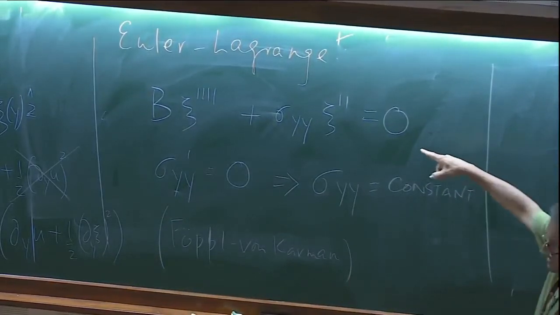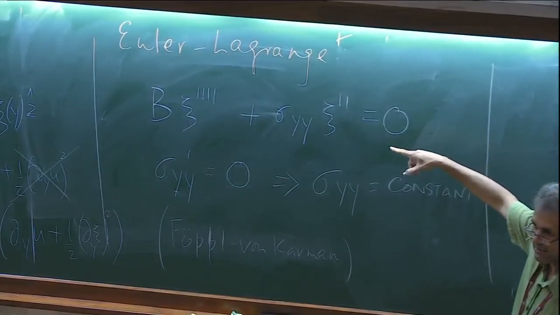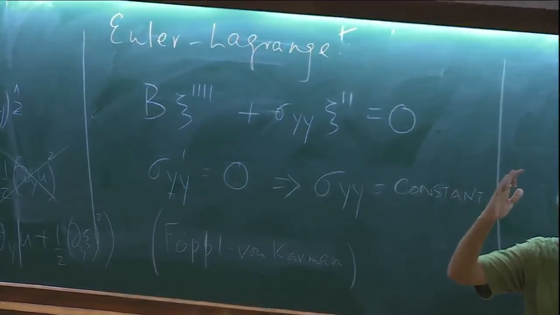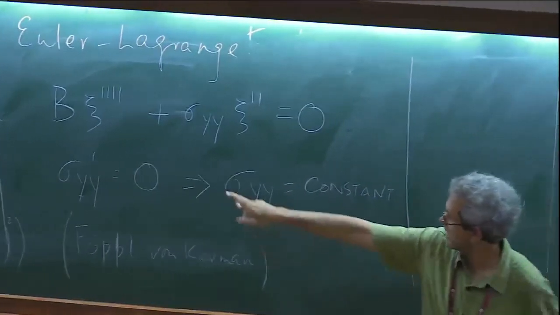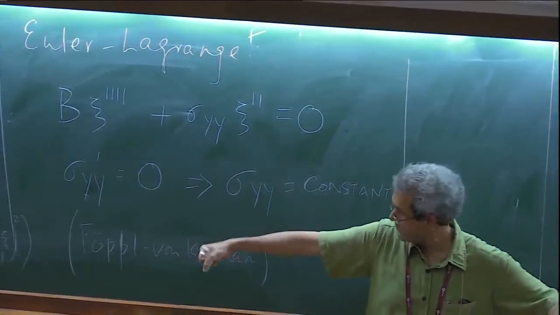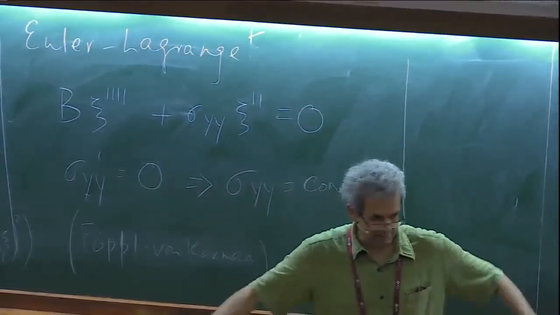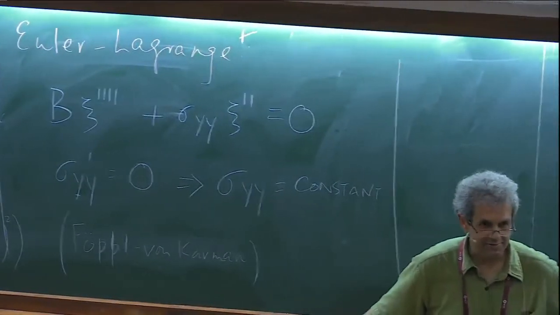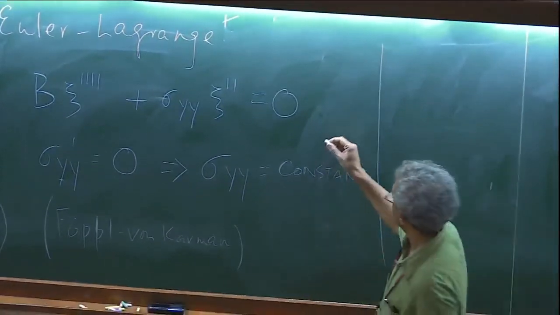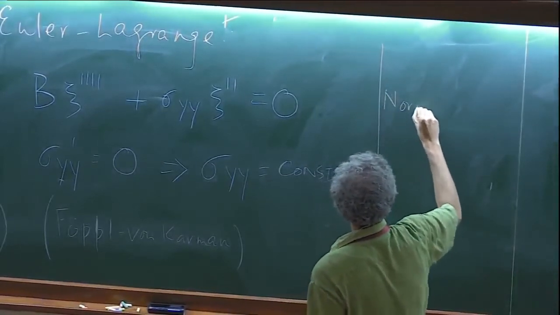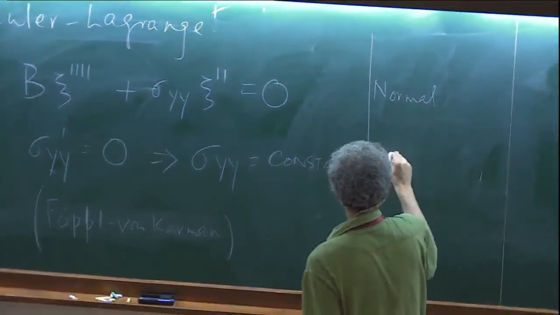This thing is actually force balance out of plane. This thing's trying to bend, and this is the force that's trying to keep it straight. Okay? This is force balance in plane. So these are both force balances, one in the normal direction and one in plane.